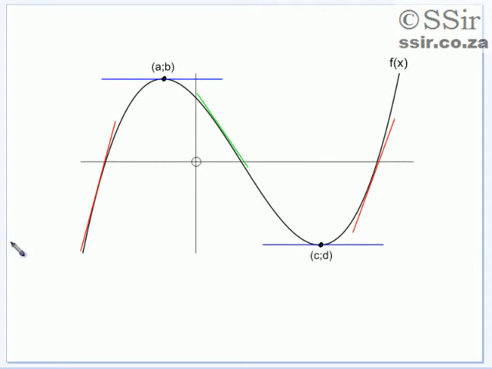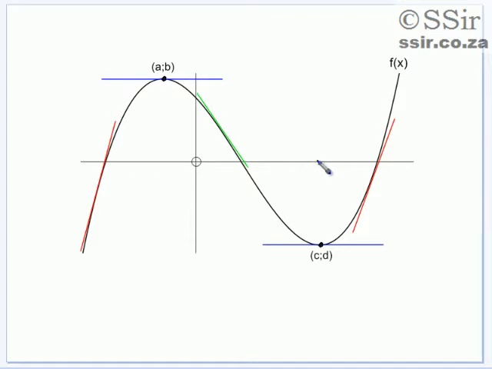Similarly, a third order function is also stationary, rising or falling. Where is this function rising? At the red tangents, which have a positive gradient. In other words, our function will be rising for x values smaller than a, as well as for x values larger than c. Where will the function be falling? For all of these values, in other words, values larger than a but smaller than c.